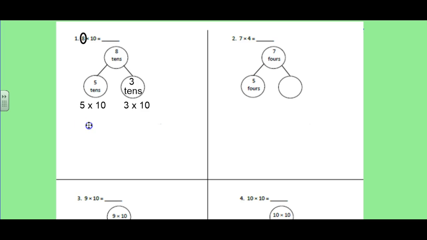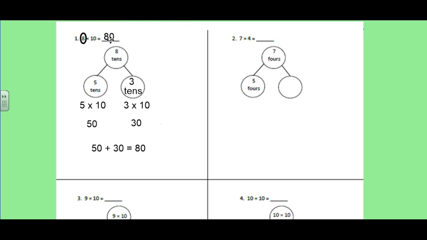And now we are ready to add these 2 equations together to find the answer to 8 times 10. So we know that 5 times 10 is 50, because when we're skip counting by 10s 5 times, you get 50. We know that 3 times 10 is 30, because when we're skip counting by 10s 3 times, we get 30. So now all we have to do is 50 plus 30. And I know that 5 plus 3 is 8, so I know that 50 plus 30 is going to give me 80. So now all I have to do is go up here and write 80, because I know now that 8 times 10 is 80.